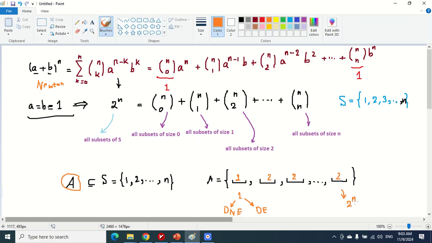And as you can see, all subsets of S is equal to all subsets of size 0, all subsets of size 1, up to all subsets of size n. So in this case, we can find all subsets of the given set.